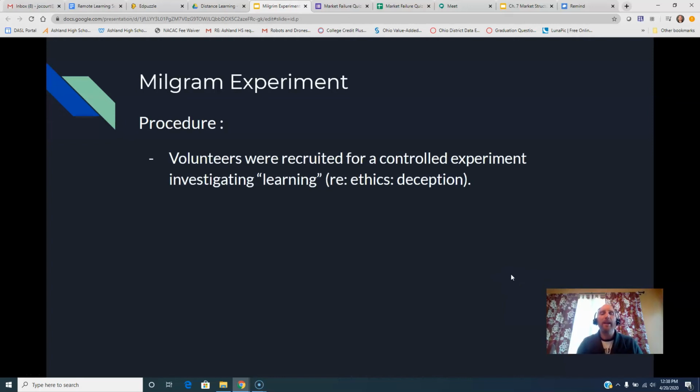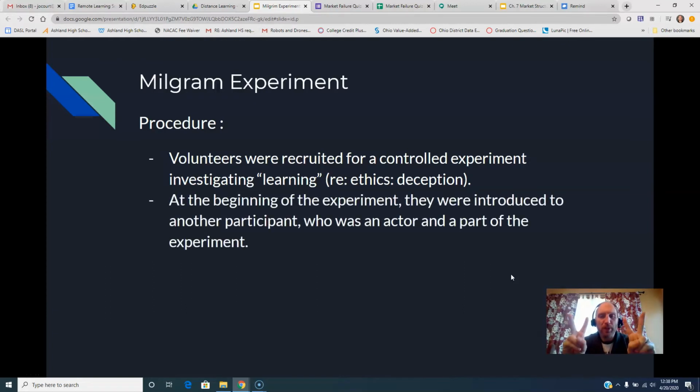So if you didn't quite get it, here's the procedure. There were a bunch of volunteers. Again, these are just average citizens. They were, I think, 40 males, I want to say, who were recruited to do an experiment that they were told was about learning. It wasn't about that at all. That's the thing about psychology experiments. They're never about what they say they're about.